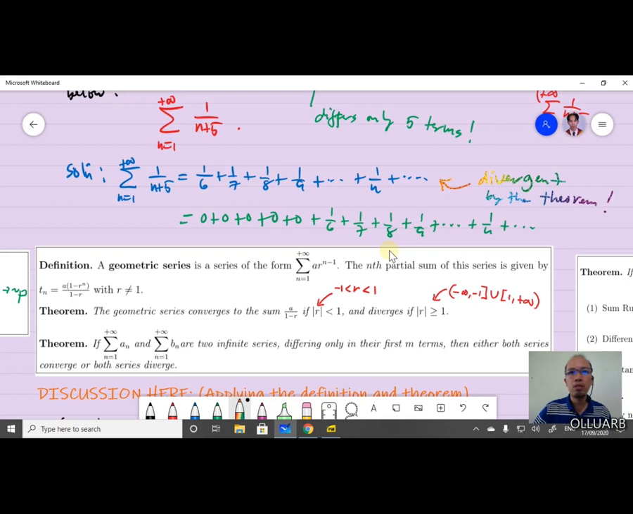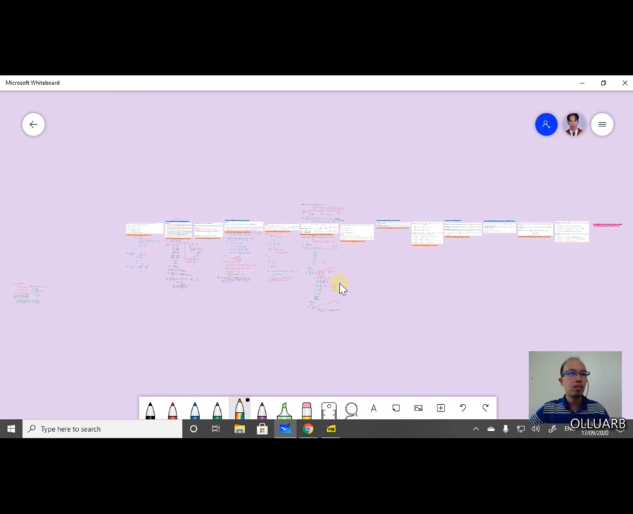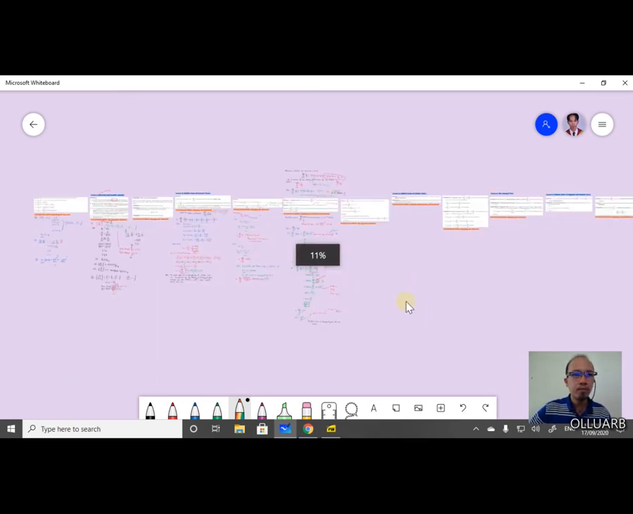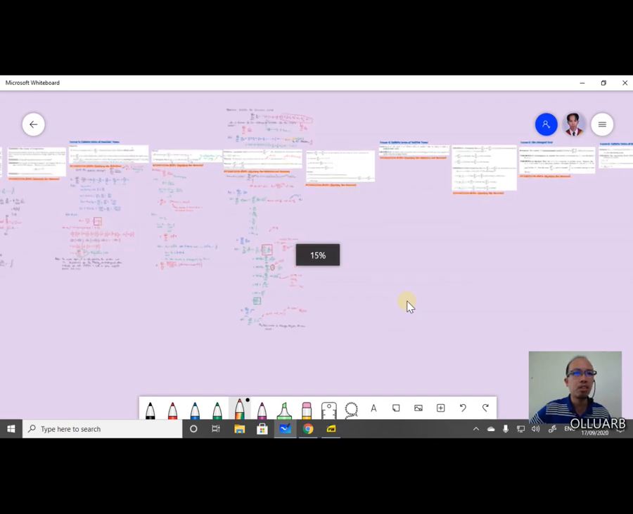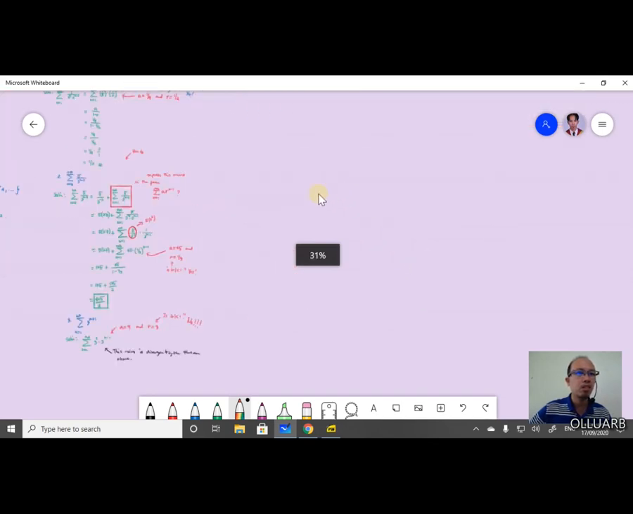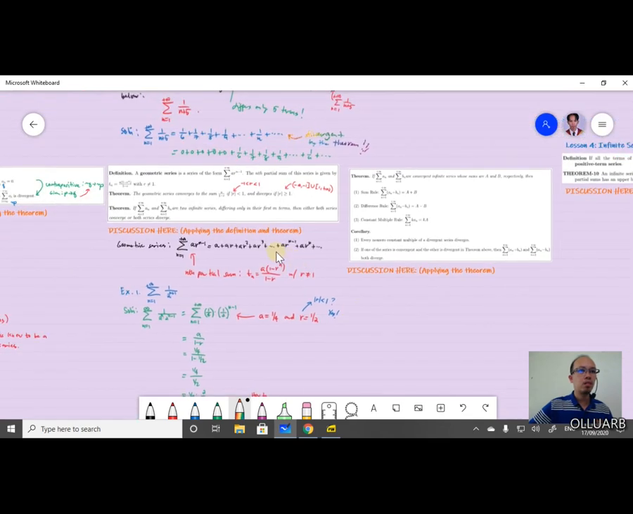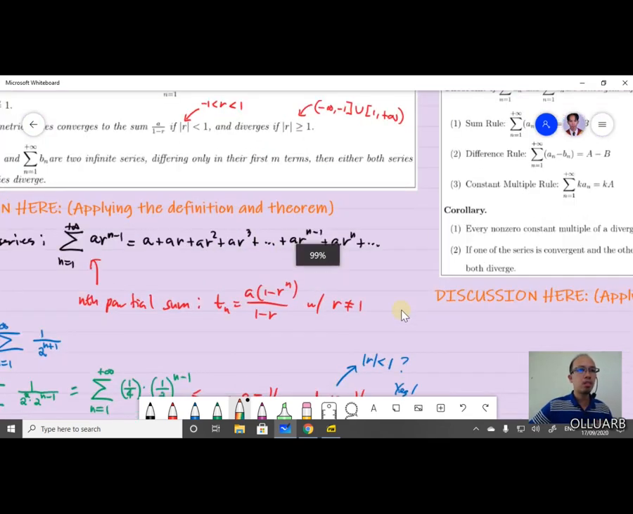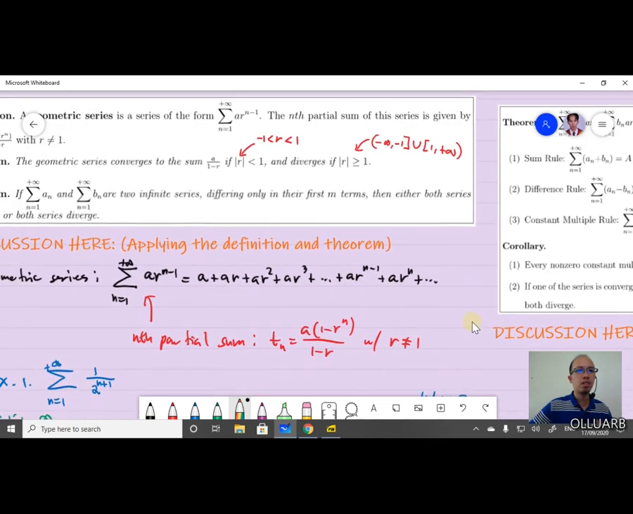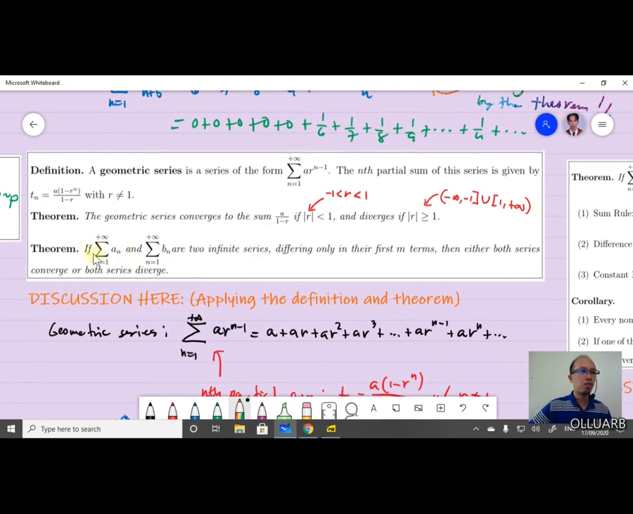So this is how you are going to use this theorem, the last theorem below. Okay, oh sorry, so let's expand this up to 100%. Anyway, that's how you are going to use the theorem. Okay. Let's expand up to 100%. Okay. So that's an illustration for this theorem.